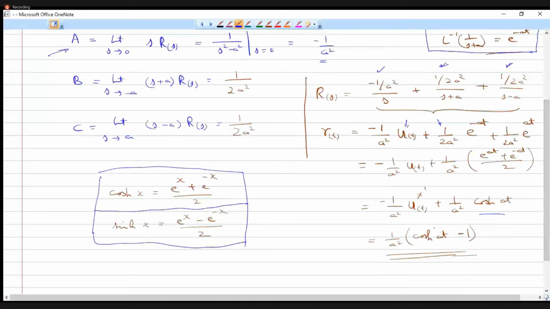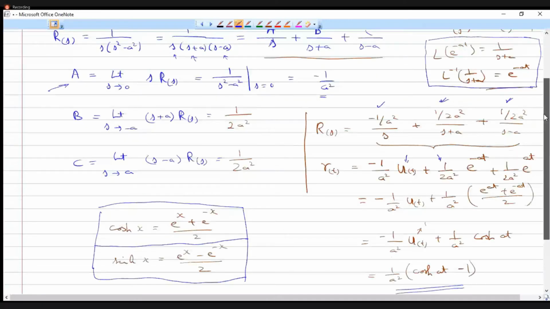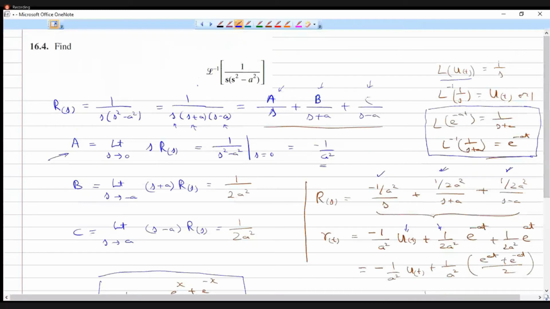Depending on the options in GATE, it will be an objective type with multiple choices, so you can simplify it to one of the options that could be available. Sometimes you may get stuck here and not see any possible answer. Don't stop there, apply the identity and simplify this. This is how you can apply the concepts of partial fractions to find the inverse Laplace transform. So this was the example for simple poles.